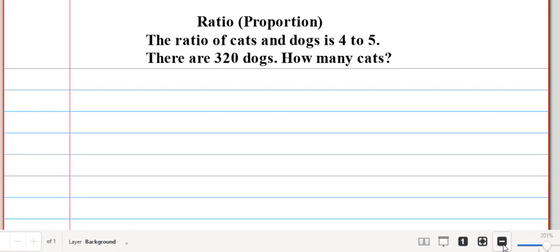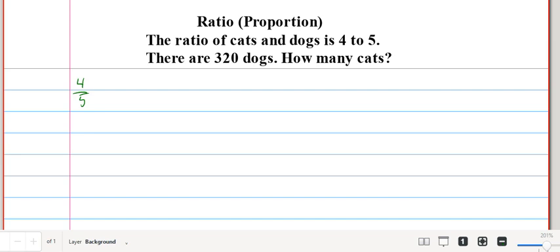Okay, this is ratios, also with proportions, right? So a proportion is pretty much two equal ratios. A ratio is just honestly a fraction, right? So the fraction version of this is 4/5. So the ratio of cats and dogs is 4/5. There are 320 dogs. How many cats, right?